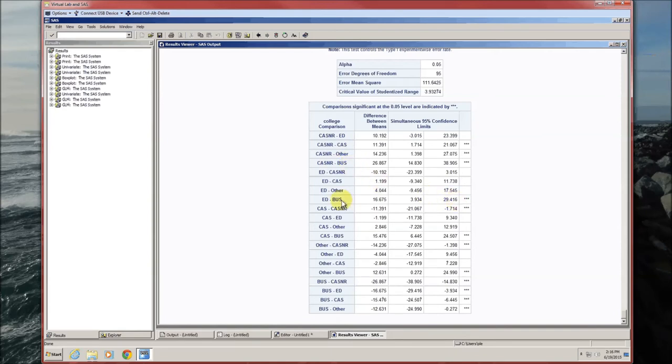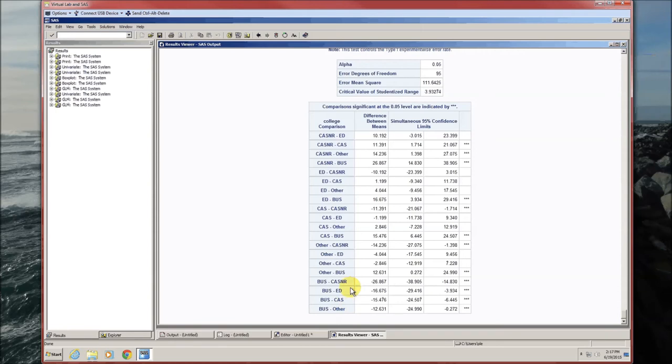We know from here that education is significantly higher than business. We know that arts and sciences is significantly less than Kasner, which we knew from above. We know arts and sciences is significantly higher than business. Other is significantly lower than Kasner, which we also knew from above. And business is significantly less than every other college.